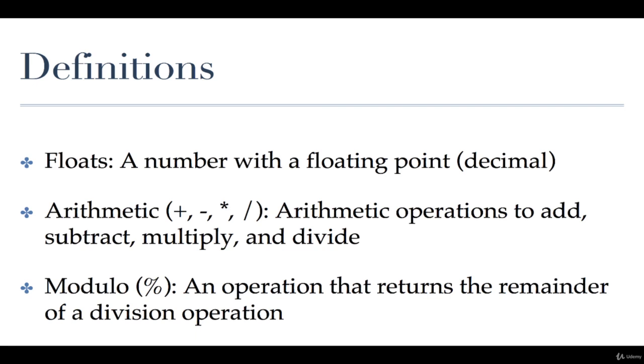Now, we also have arithmetic operators. So what you're seeing on your slide here is the plus sign, the minus sign, the asterisk sign, and the forward slash sign. So the plus is obviously adding two numbers together. The minus is subtracting two numbers from each other. The asterisk is what we use to symbolize multiply. And the forward slash is our division symbol, okay?